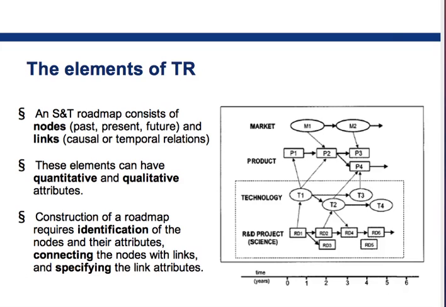Elements of a roadmap we see displayed here. A science and technology roadmap consists of nodes in the past, the present, and the future, and links, causal links or temporal links. Those elements can have both quantitative and qualitative attributes. Construction of a roadmap requires identification of the nodes and their attributes, connecting the nodes with links and specifying the link attributes.